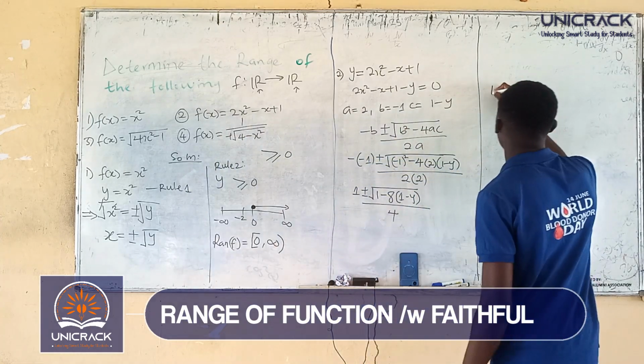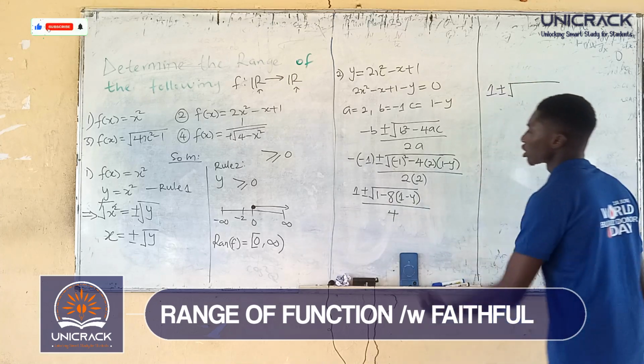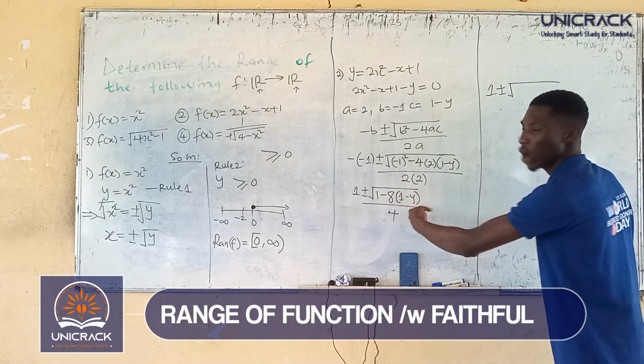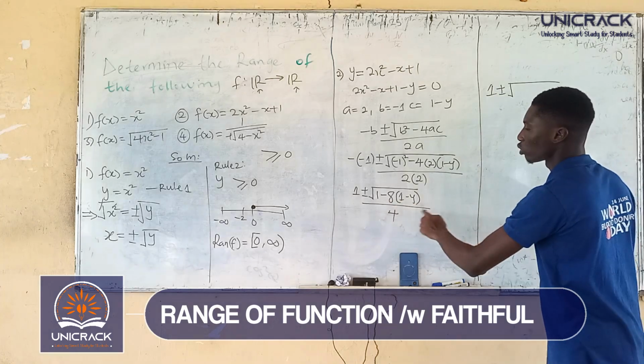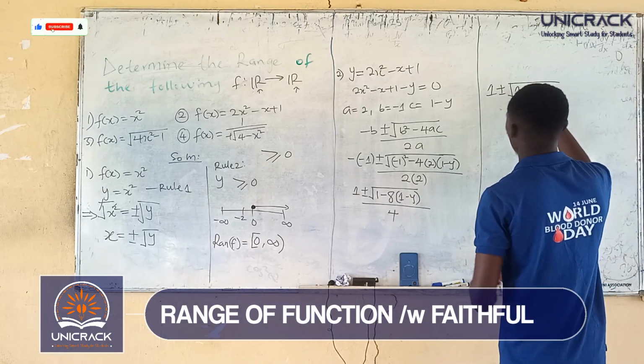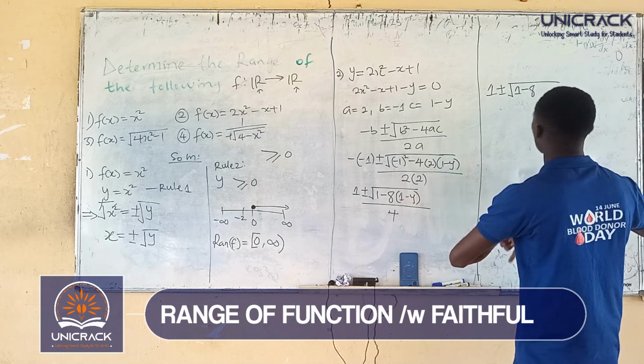We'll say 1 plus or minus the square root of, don't forget your BODMAS, you would multiply before what? Subtracting. So don't go and say 1 minus 8. You would multiply through first. Negative 8 times 1 will be what? So we'll have 1 minus, negative 8 times 1 will be negative 8. Negative 8 times negative y will be what?